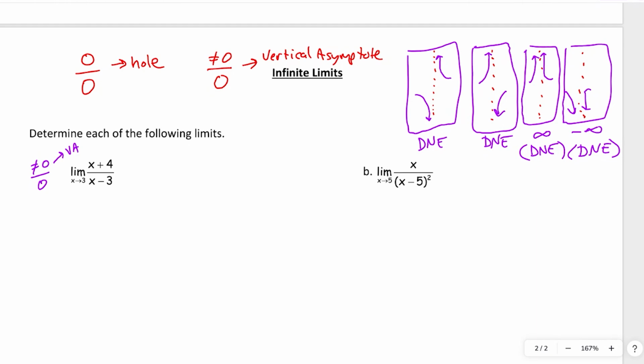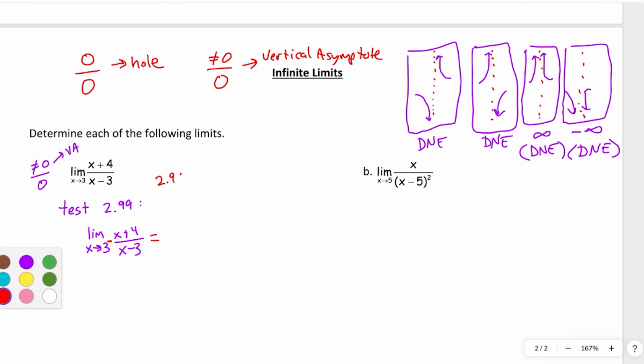So let's test 2 values. Let's test a number right before 3, something like 2.99. This is going to give us the limit from the left. You don't necessarily have to write this on everyone, but we want to do the limit from the left. We're just trying to find some evidence of if it's going to positive or negative infinity. So let's go ahead and plug in 2.99.